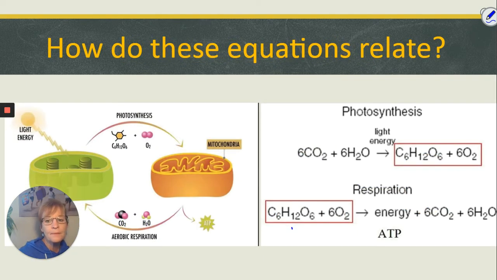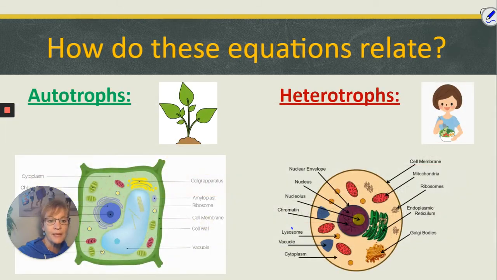How do these equations relate? They are inverse of each other. So what comes out of one goes into the other. And we talked about that in depth before you left. A reminder, what is an autotroph? An autotroph is a plant or a phytoplankton in the ocean. It is something that can make its own food. So it has chloroplasts that can convert the sunlight energy into glucose.